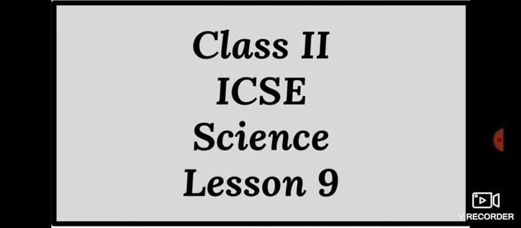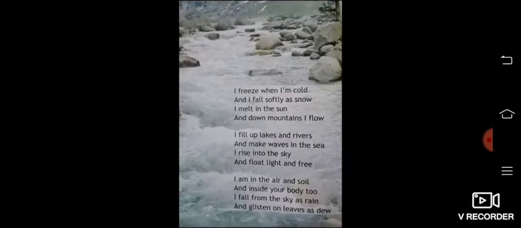Today we are going to learn a new lesson. We'll move on to lesson number 9. Look at this. We will start with the poem, and this poem is like a riddle. When you read the poem, you will come to know what the lesson is going to teach us and what the topic of the lesson is. I will read the poem line by line. You will understand what we are going to learn about.